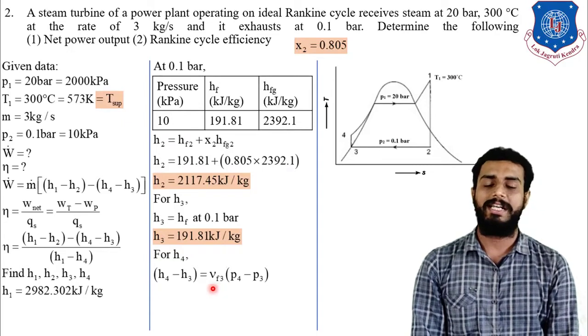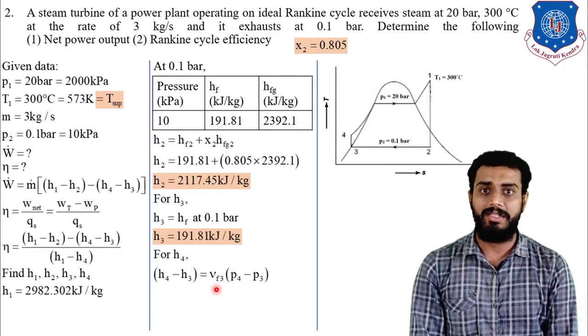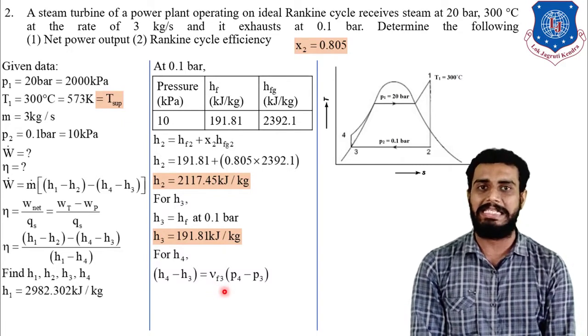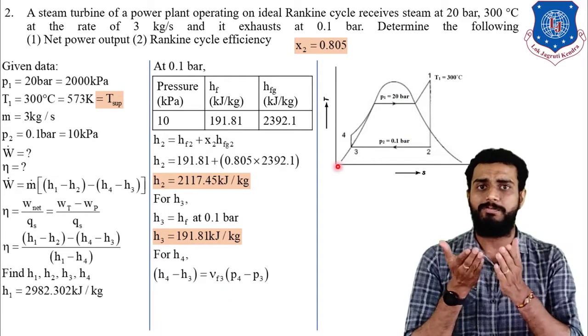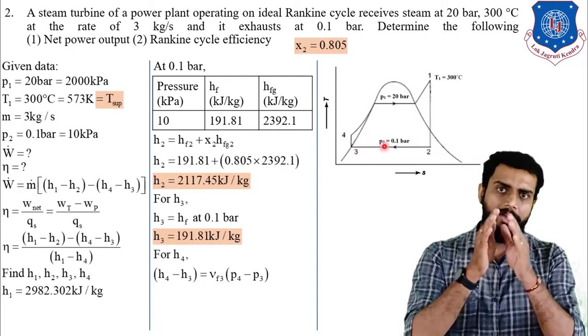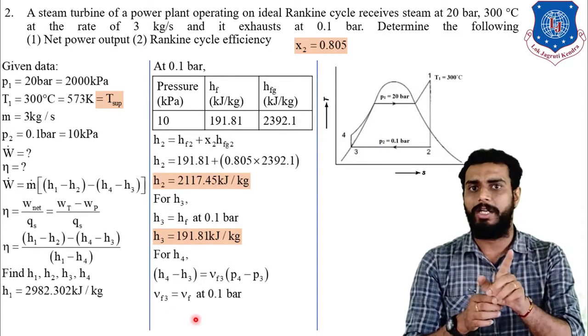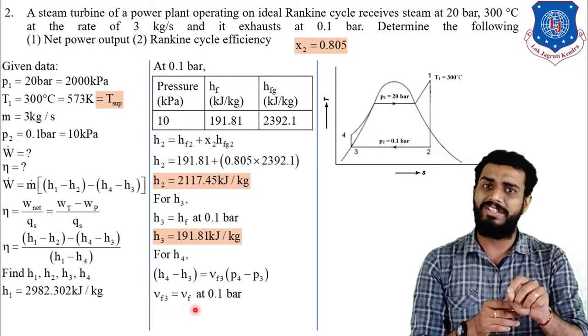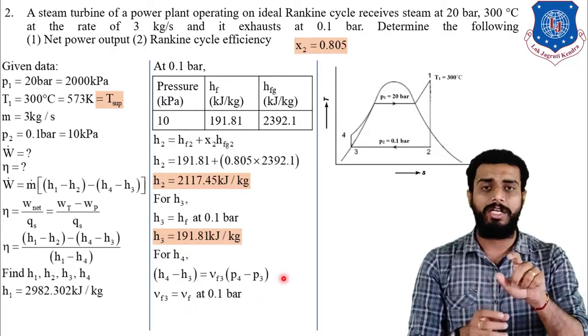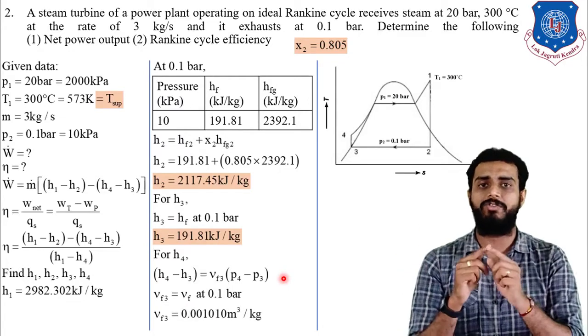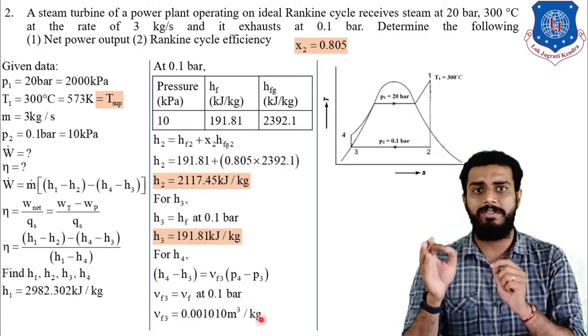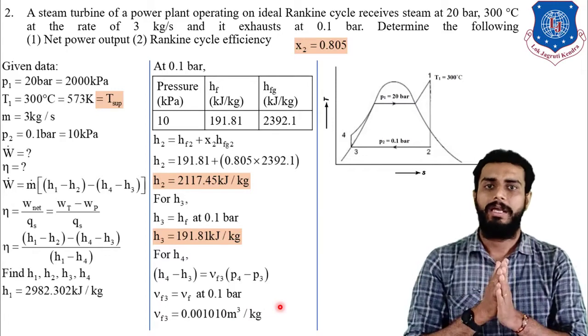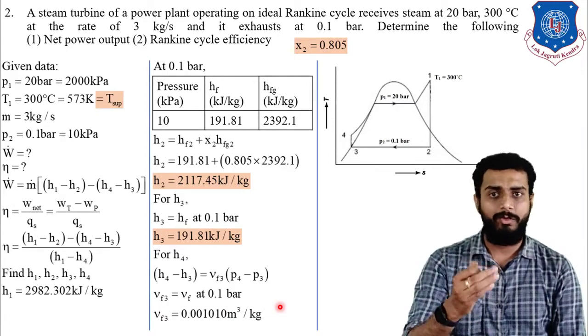Students, that is equivalent to 0.001010 meter cube per kg. Sir, what is the significance of this specific volume? Simple, student. If you take 1 kilogram of water at 0.1 bar pressure, then that 1 kg of water will require the space of 0.001010 meter cube. Clear? Okay. Now let us move forward.